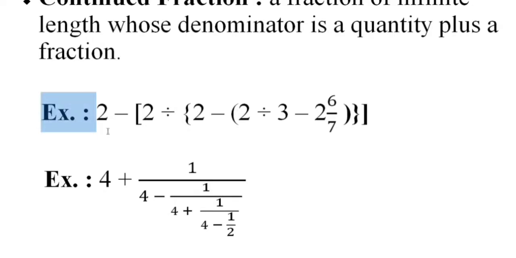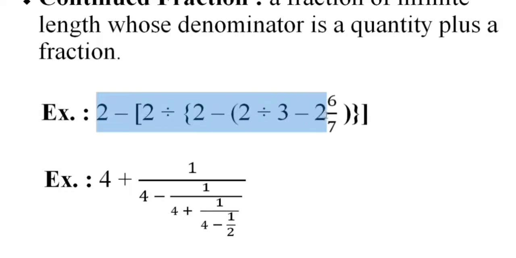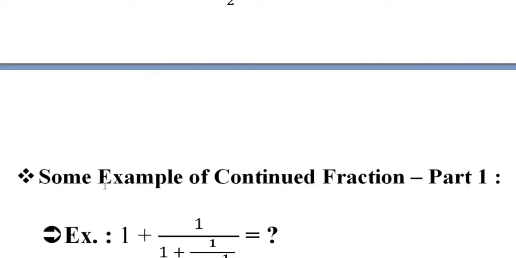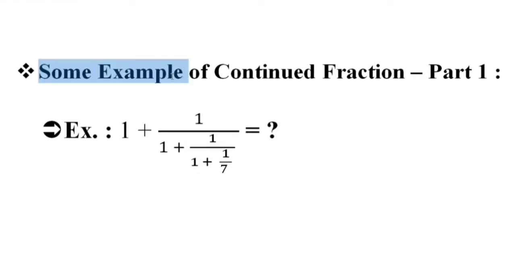Example: 2 minus, third bracket of 2 division, a second bracket of 2 minus, first bracket of 2 division 3 minus 2 and 6 by 7, bracket close. Also example: 4 plus 1 by 4 minus 1 by 4 plus 1 by 4 minus half. Some examples of continued fraction, part 1.